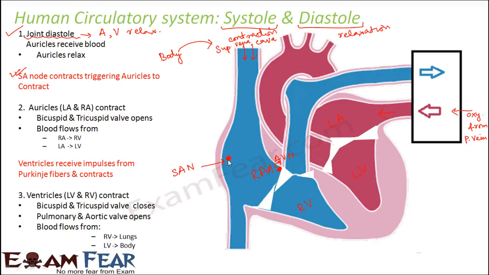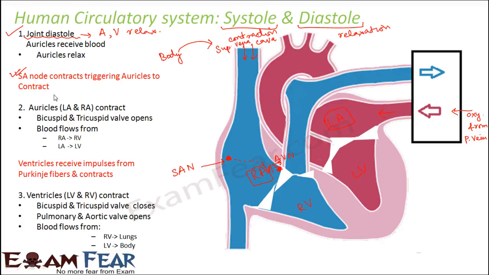Now when this generates an impulse and this impulse travels from SA node to AVN, the delay in this conduction of the impulse causes the auricles to contract. So the auricles will contract. I am talking about both the auricles, the right auricle as well as the left auricle. Both of them will contract.